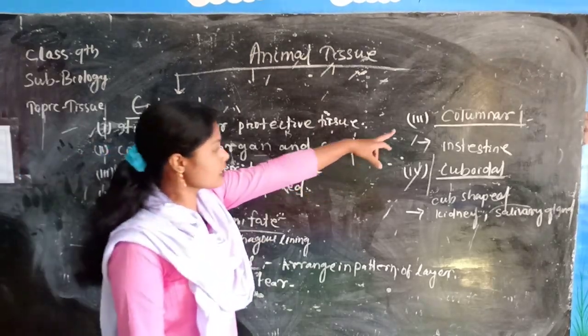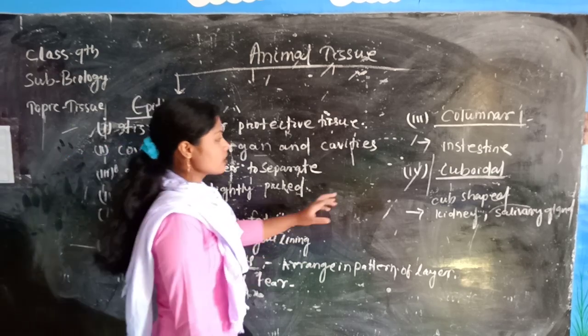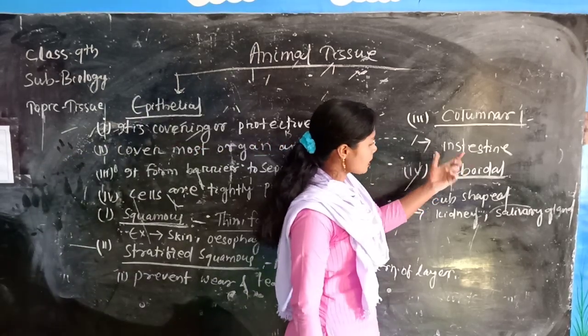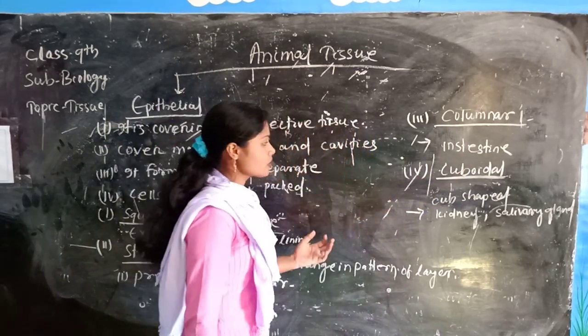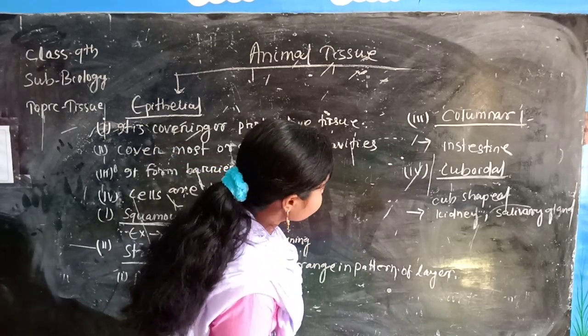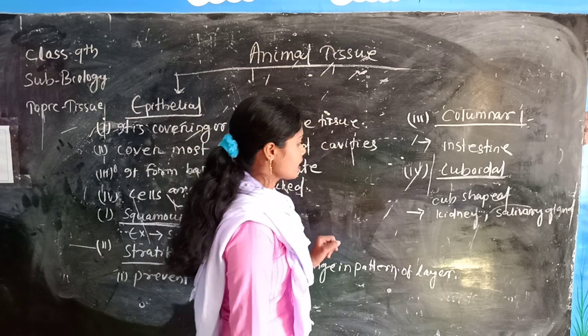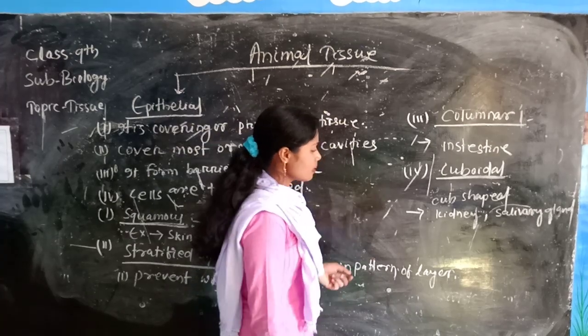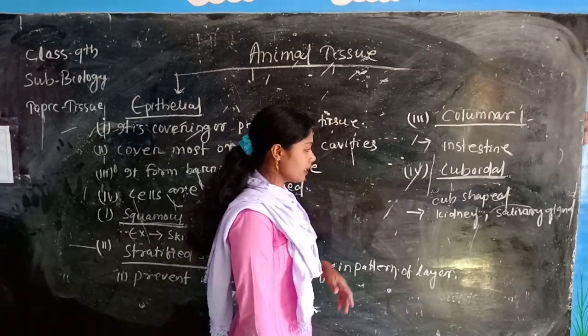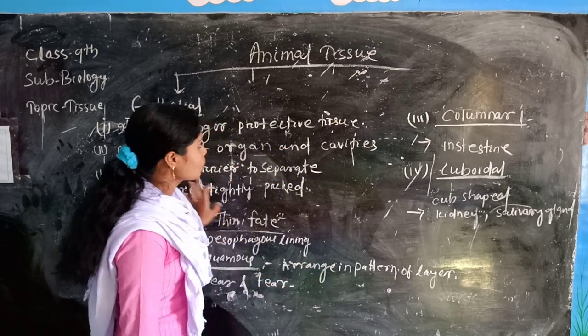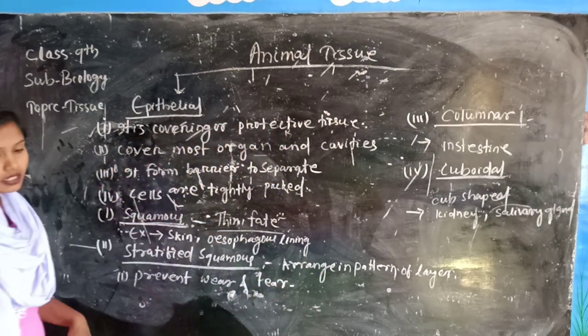Third one, see columnar. It secretes. It is present in the intestine. It absorbs and secretes many substances. Fourth one is cuboidal. It is present in the lining of the kidney and salivary gland. So this is about epithelial tissue.